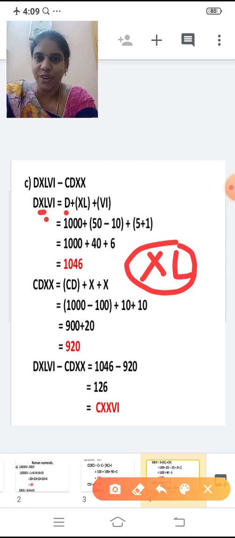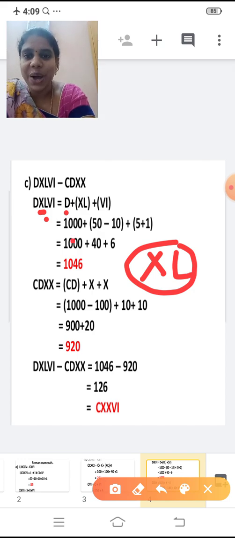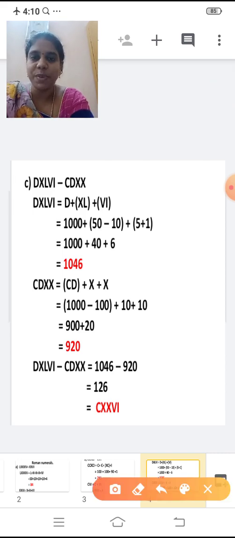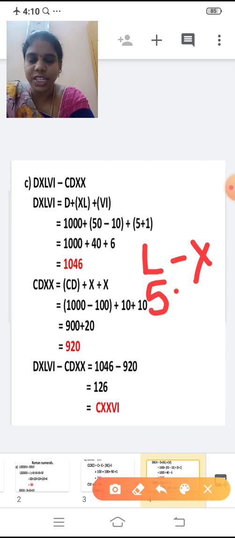So now what is the value for D? You know the value for D, right? Tell me, children, what is the value for D? Yes, 1000. Very good. Now tell me what is the value of XL? What does XL mean? The smaller one is placed before the larger one. L minus X, right? Value for L is 50 minus X is 10. So 50 minus 10, 40.